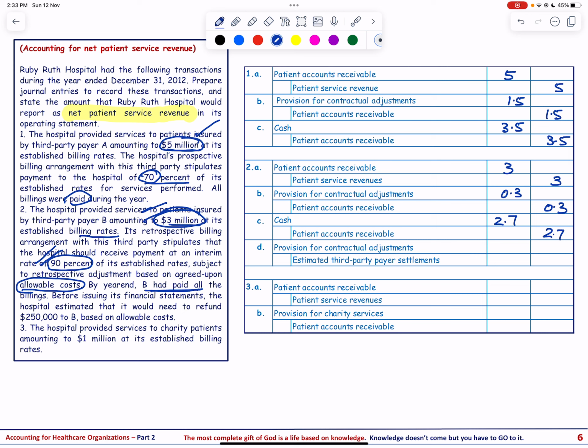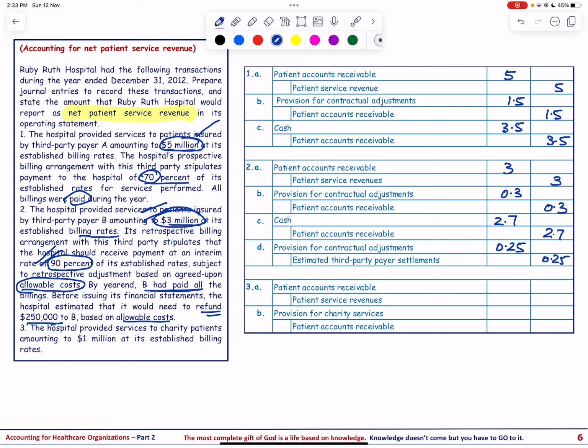Before issuing its financial statement, the hospital estimated that it would need to refund 250,000 to B based on allowable cost. So we haven't made it yet, but we are going to refund this money. So provision for contractual adjustment is debit by 250,000, and estimated third party settlement is going to be credited by 250,000. Then we go to number 3.